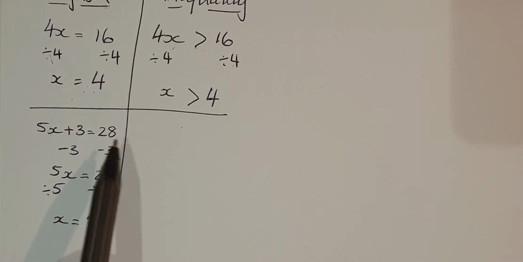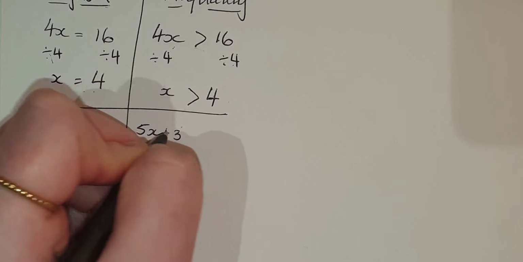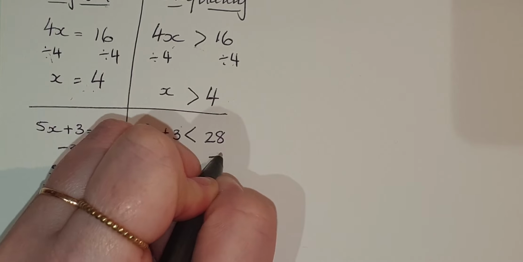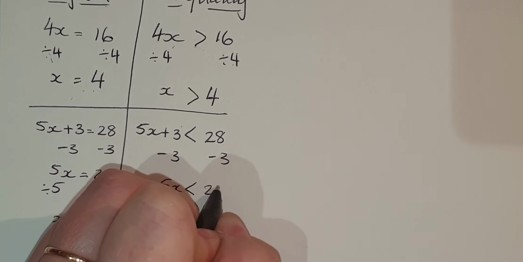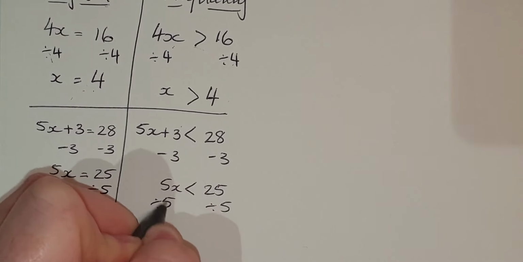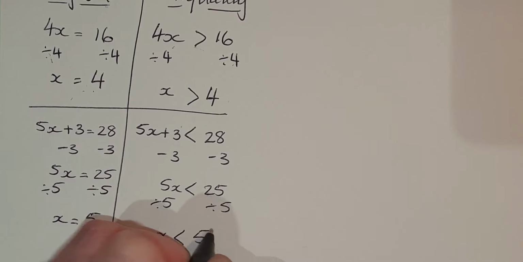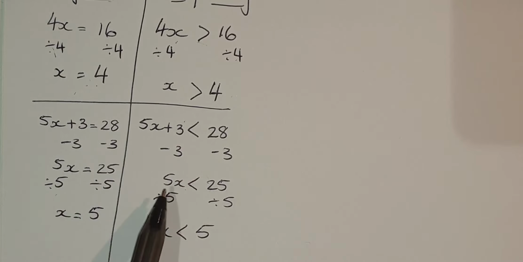Using the same numbers, all I'm going to do is change the symbol in between. So I now have 5x plus 3 is less than 28. I'm going to do the same steps. Take 3 from both sides to start with. So I have 5x is less than 25. Divide by 5 on both sides to cancel out the 5 and just get x by itself. Therefore, x is going to be less than 5. Again, if we look from here to here, nothing has changed in regards to our steps. The only thing that has changed is our symbols.